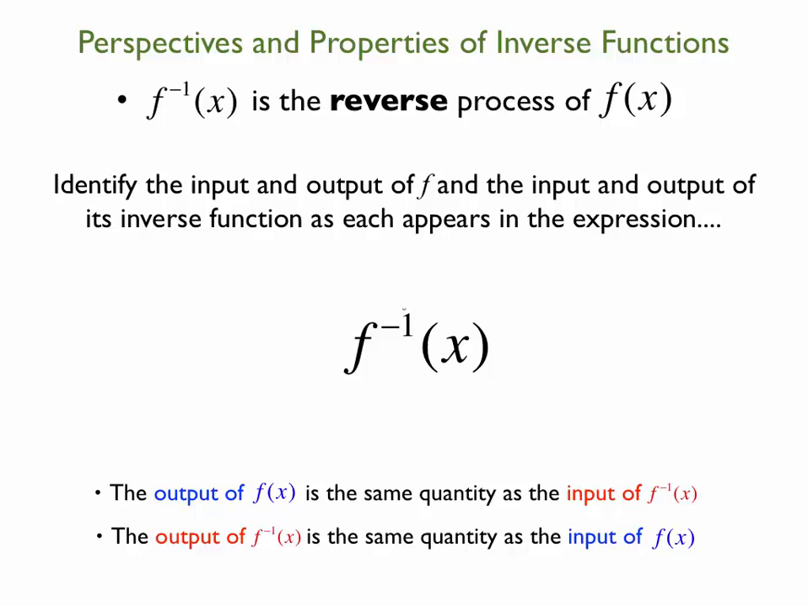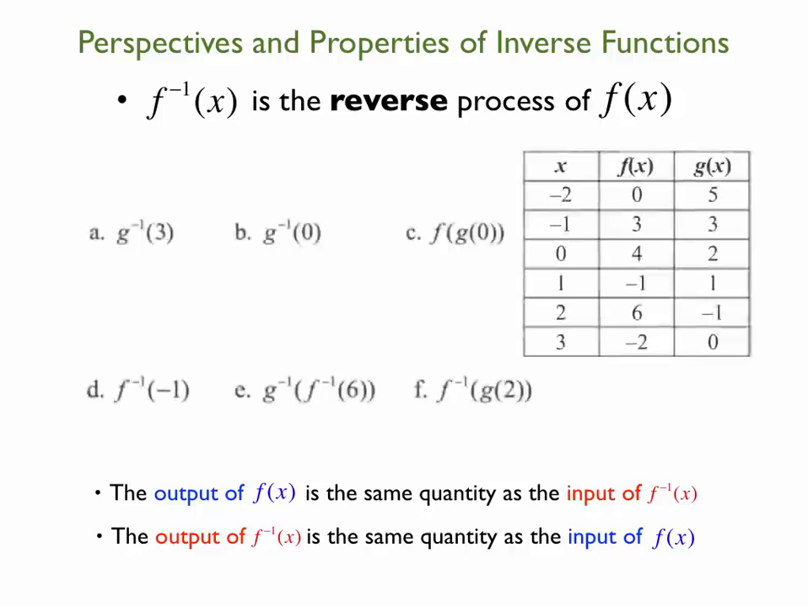Where in that notation do you see the output of F? Malin? Just X. Make sense? Okay, so you need to have that down to answer questions like this. This is number 4 on page 103. Page 103, number 4.